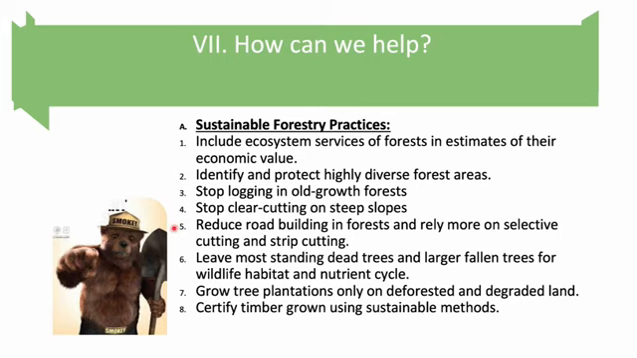Reduce road building in forests and rely more on selective cutting and strip cutting. Leave most standing dead trees and larger fallen trees for wildlife habitats and nutrient cycling. Grow tree plantations only on deforested and degraded land. And certify timber grown using sustainable methods.